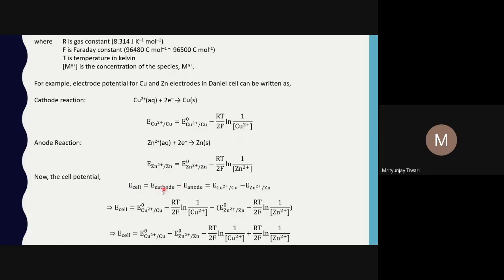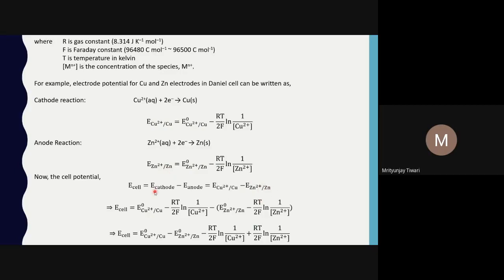We just do E cathode minus E anode, with E cathode in terms of the reduction potential itself. So at the non-standard conditions, because this is the non-standard condition, what do we do? E cathode minus E anode. So we can write it as E Cu2 plus Cu minus E. This is the non-standard condition. The cathode is this reaction minus the anode, so E Cu2 plus Cu minus E Zn2 plus Zn.